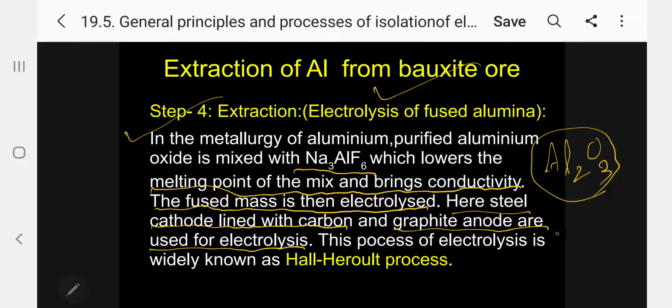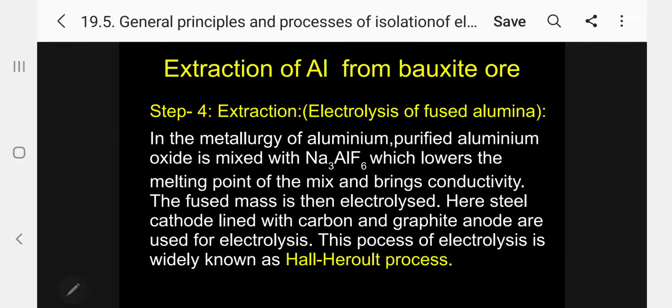This is the cell for electrolysis of fused alumina. Steel lined with carbon is the cathode, and graphite anode is used for electrolysis. This process of electrolysis is widely known as the Hall-Héroult process. Kindly memorize the Hall-Héroult process.